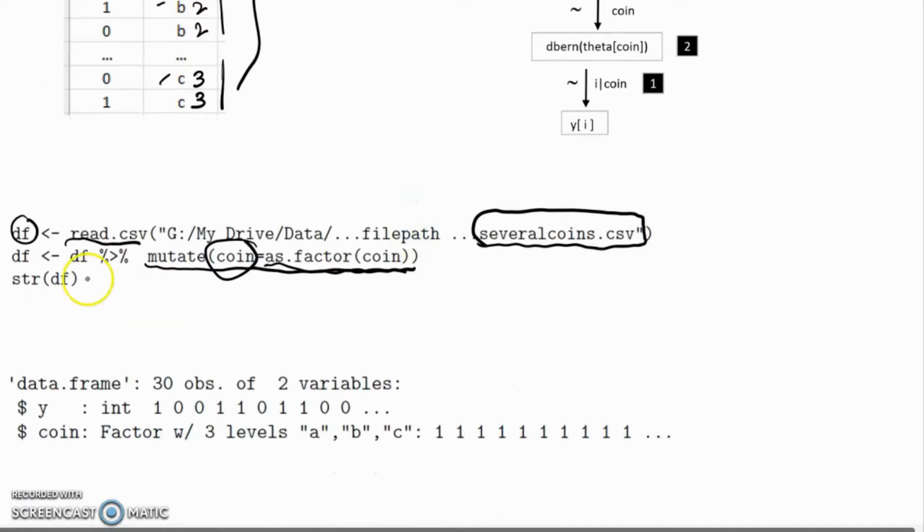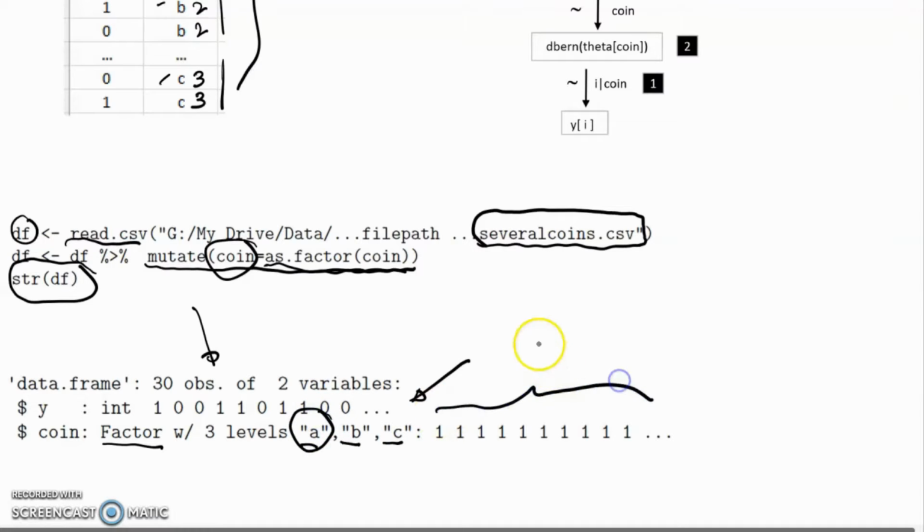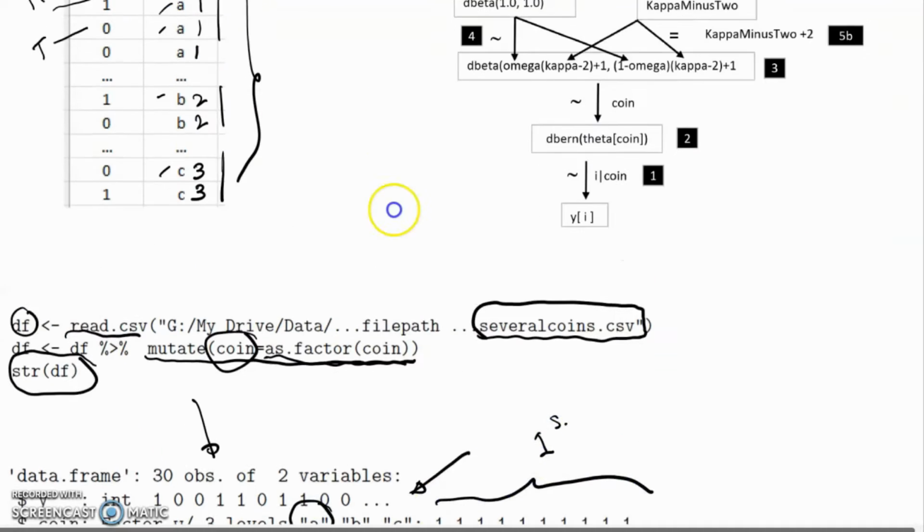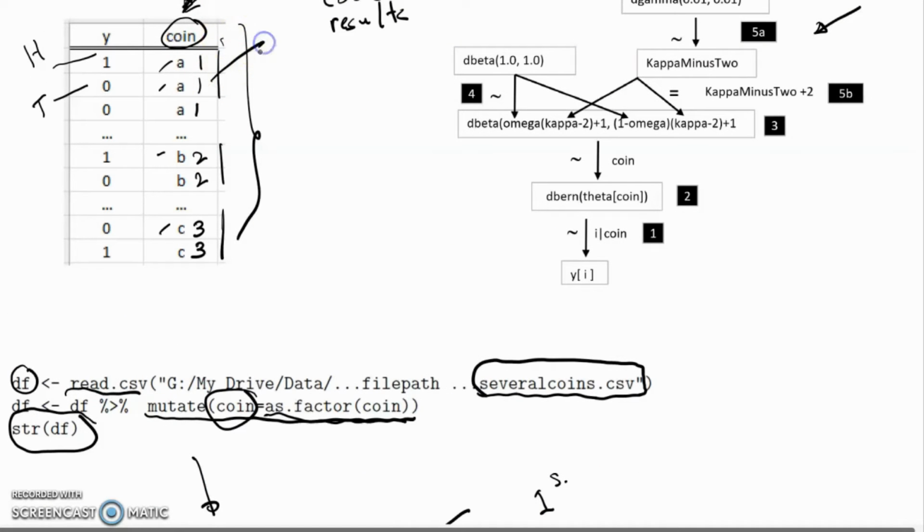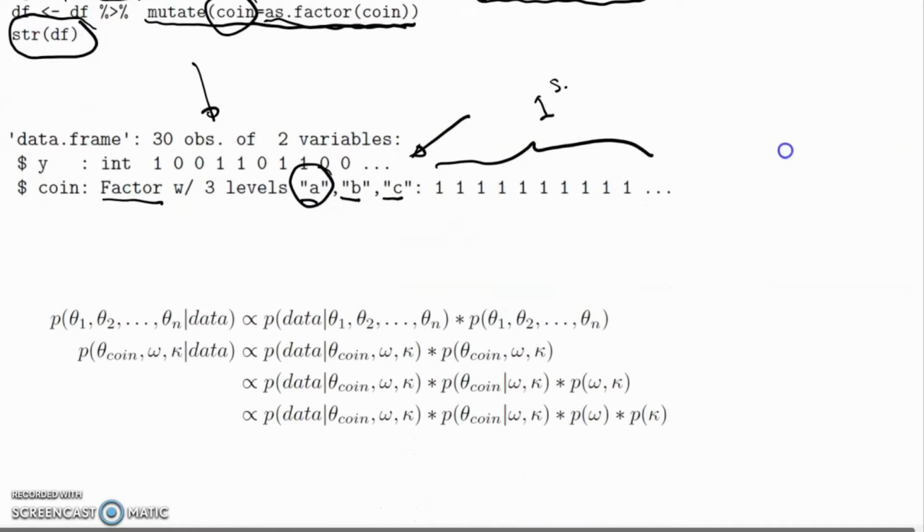If we look at the data frame, so we do str on the data frame, here's what we get. There's our series of 1s and 0s for tails and heads, and there we've got our factors. They've got these three levels, which are coins A, B, and C. So coin A is always going to be a 1, and obviously a 2 and a 3 for coins B and C.